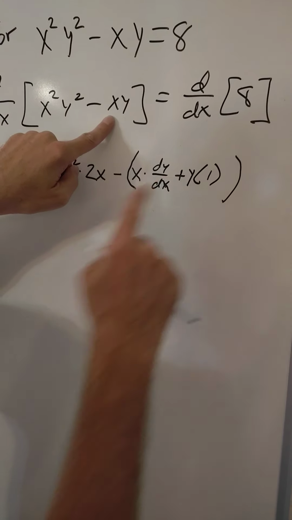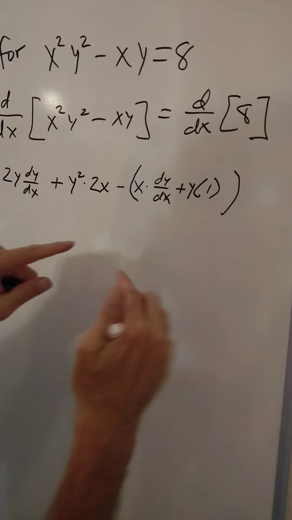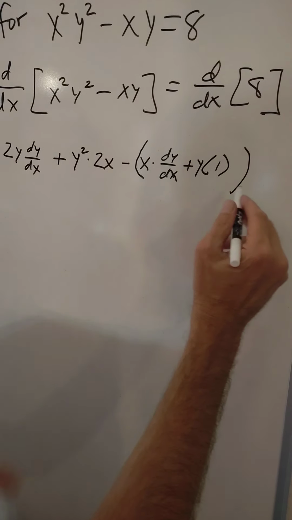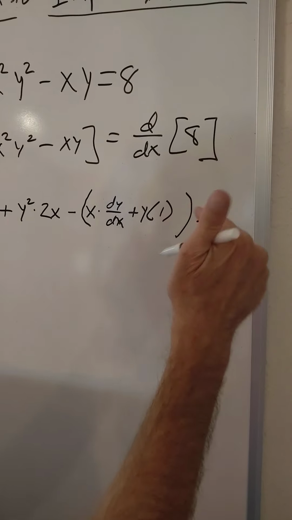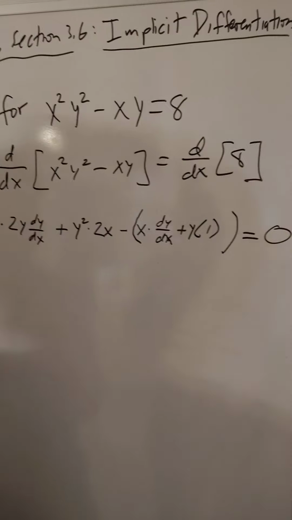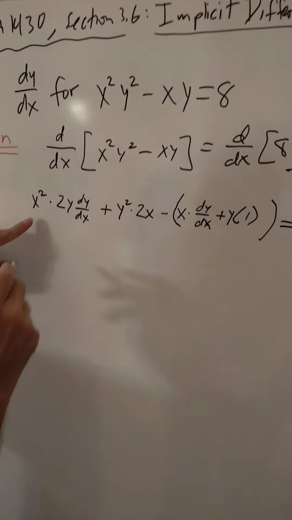You don't have to even write that 1 if you don't want to. Okay, and then we're done with the product rule there, and that's going to equal, for the right-hand side, what's the derivative of any constant or number? 0. Okay, so now we just want to simplify this.